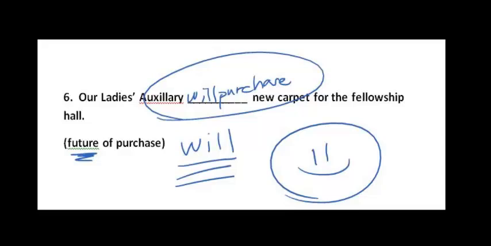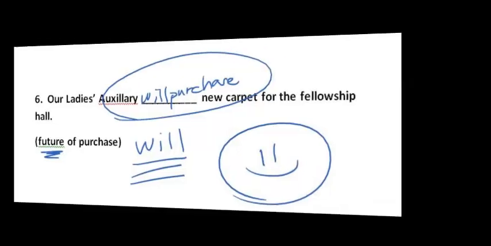Number 6, we're looking for the future of purchase. We can just say that out loud. Will purchase. When we say future, we add will to it, or shall, depending on whether it's formal or informal. If it's future perfect, we're going to say will have purchased. Okay, so will purchase is the answer for number 6.